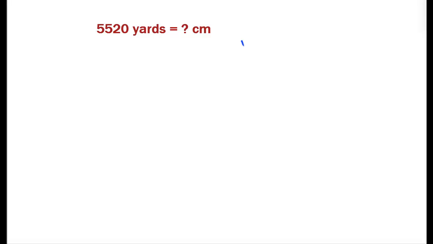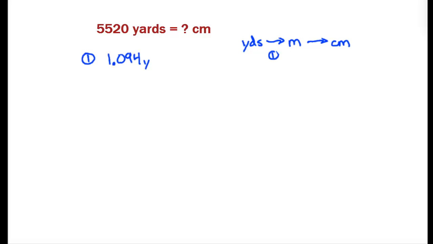Okay, here's another conversion. 5,520 yards is how many centimeters? Since I can't find any conversion with the information that I have in my book or from my yellow sheet that tells me how to convert from yards to centimeters directly, I'm going to have to probably use more than one conversion factor. Quickest way I can get there is by going from yards to meters and then from meters to centimeters. The first conversion, yards to meters, the equality that I'm given is 1.094 yards equals 1 meter.